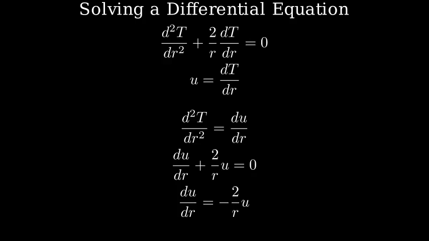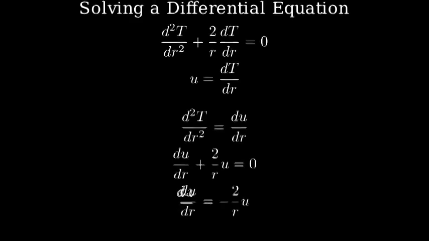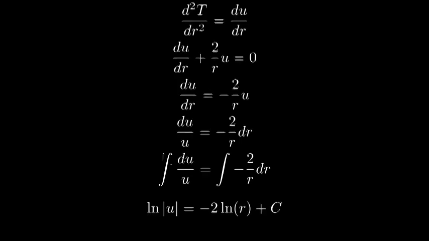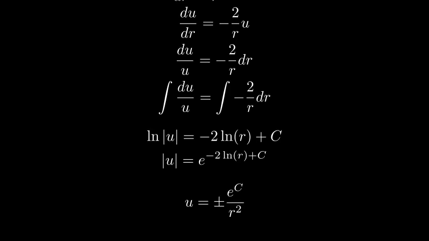This is now a separable first-order differential equation. Let's separate the variables: du/u equals negative 2/r dr. Now we can integrate both sides. The integral of du/u is the natural log of the absolute value of u, and the integral of negative 2/r dr is negative 2 times the natural log of r plus a constant c. Taking e to the power of both sides, the absolute value of u equals e to the power of negative 2 ln r plus c, which simplifies to u equals plus or minus e^c over r².